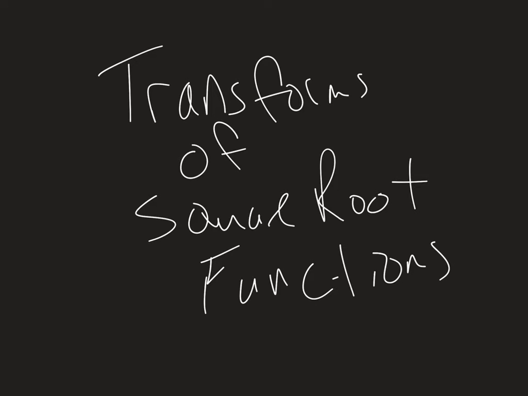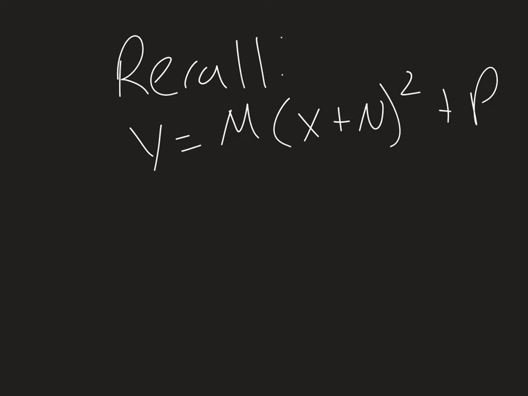In this video, we'll talk about transformations of square root functions, and it's very similar to quadratics. So let's recall what we know about quadratics. If we're looking at a quadratic in vertex form, we already know that each of these three letters, m, n, and p, do something to the function.